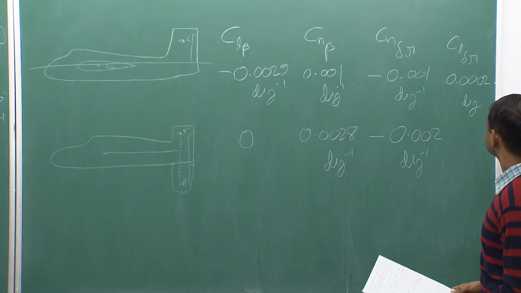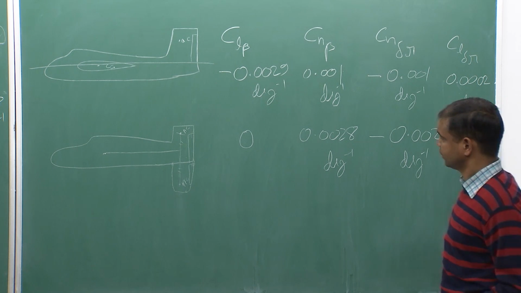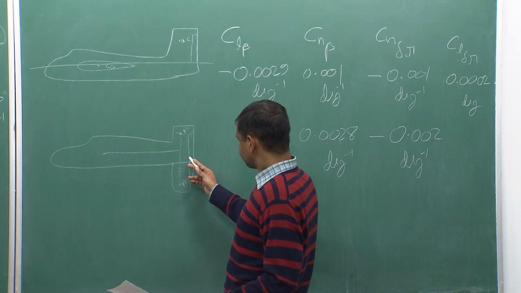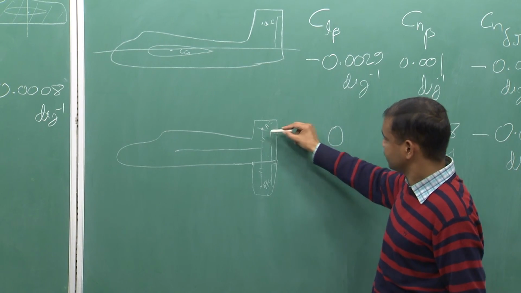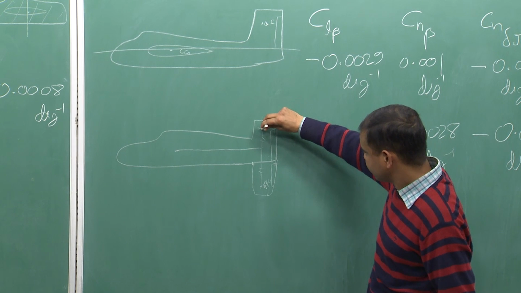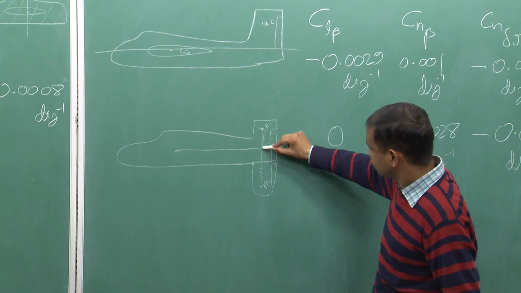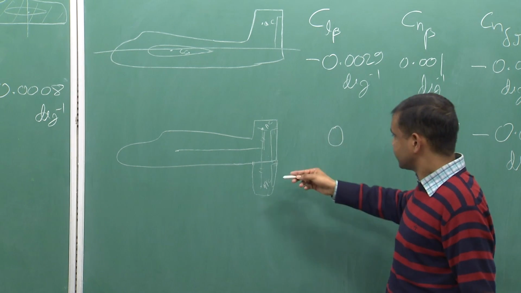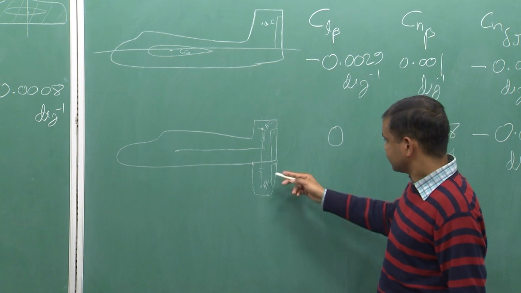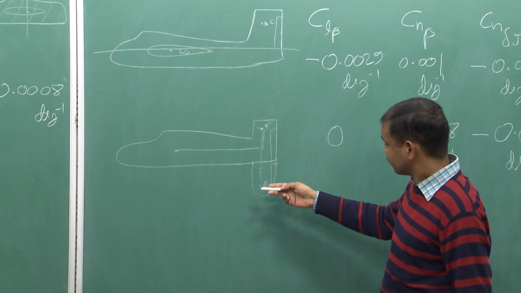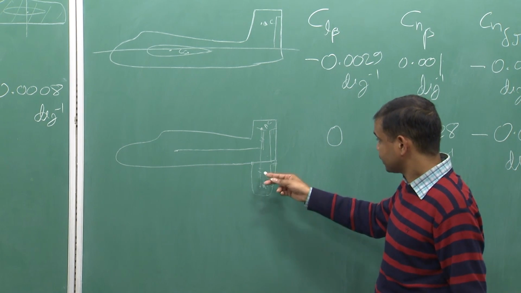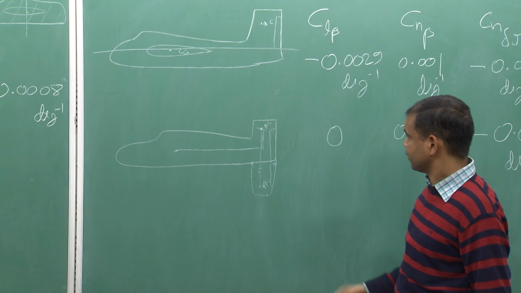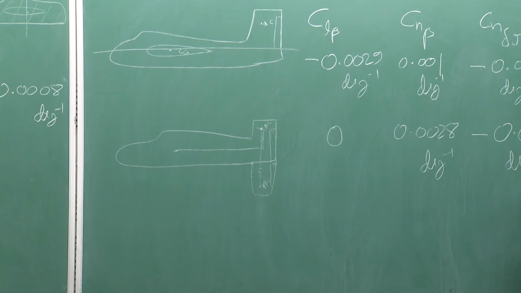Now, coming to the CL delta R, for the positive deflection of the rudder, if this is the aerodynamic center, we can assume a force will be applied at this point, and because of this moment arm, it will have a tendency of the positive roll, and for this surface, the direction of the force will be similar for the positive deflection of rudder, but this will give a negative roll. So, net will be 0.